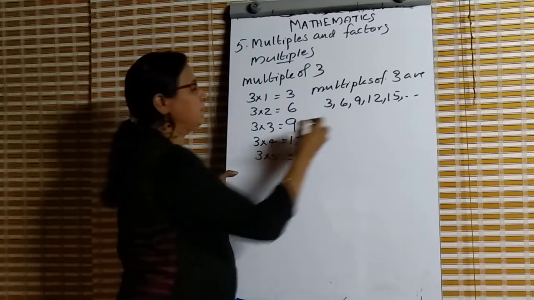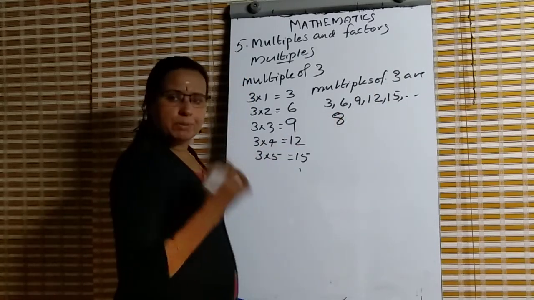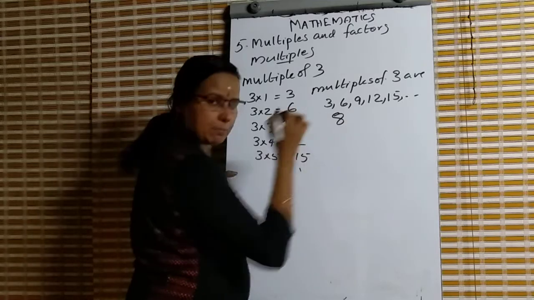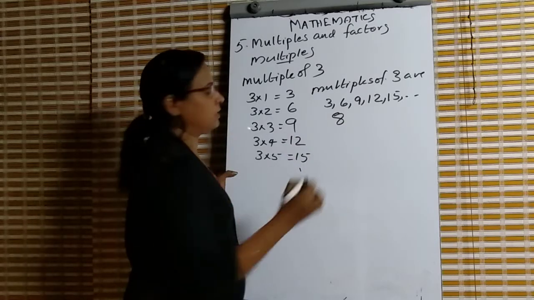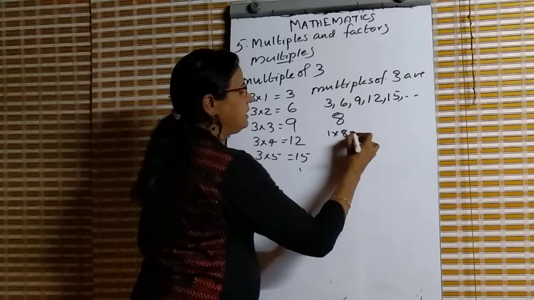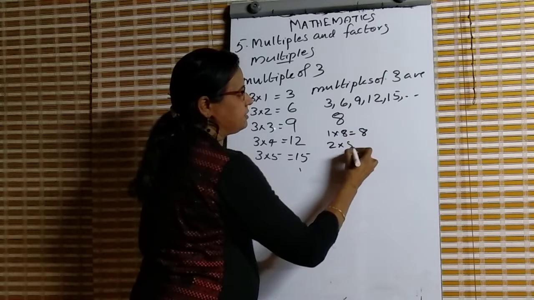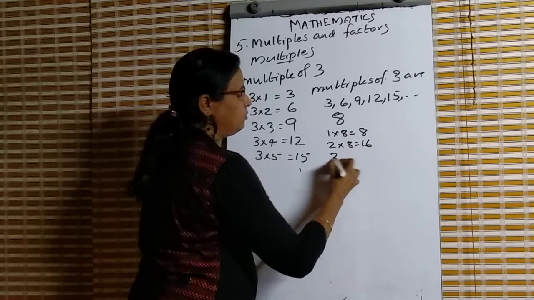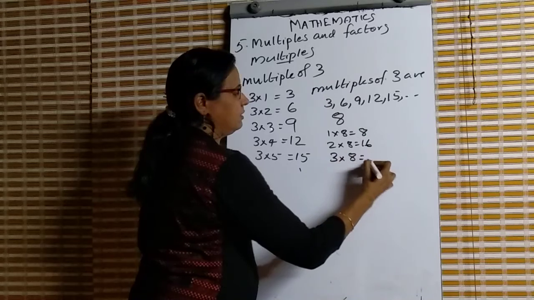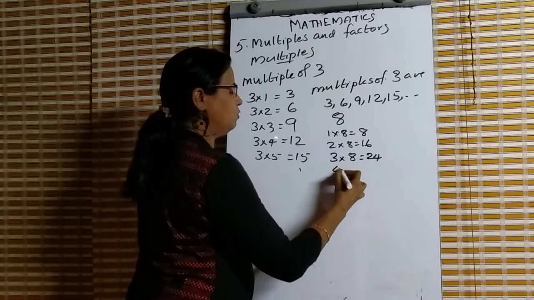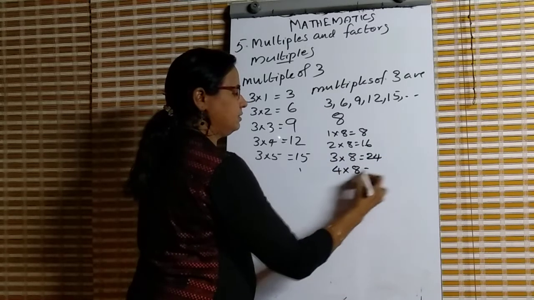Next one, to find the multiple of 8. We multiply the given number by 1, 2, 3, 4, etc. 1 into 8, 8. 2 into 8, 16. 3 into 8, 24. 4 into 8, 32.